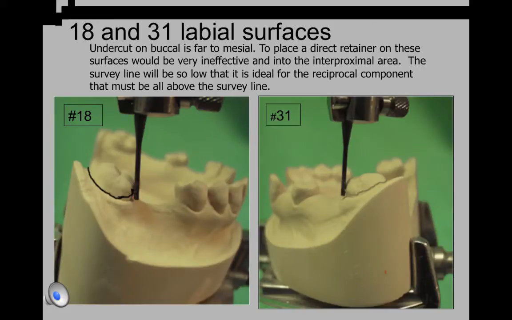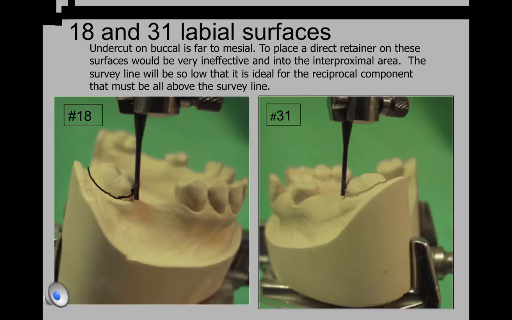The mesiobuccal surface of these two molars have slight undercuts, but they are almost onto the mesial surface of the teeth. There's not enough room to have the terminal 1/3 of a direct retainer under the survey line for good retention. Having a direct retainer with just a very little tip of the arm under the survey line is not very effective.